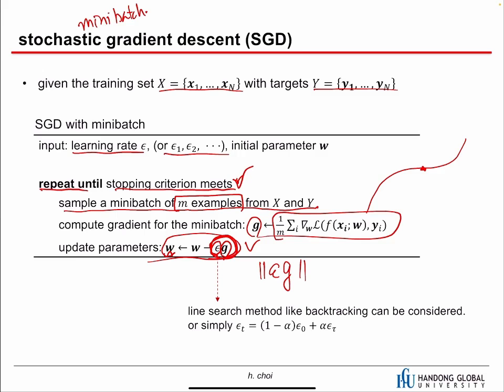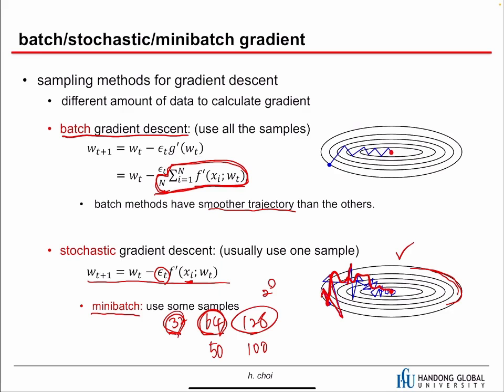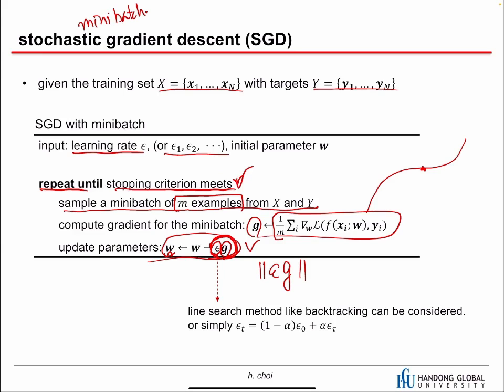The next topic is epsilon. As I said, we can fix a learn rate epsilon in advance, or we can come up with a rule to change this epsilon. We can also use another algorithm, something like backtracking. We can use a line search method like backtracking to determine the best epsilon. Or simply, we can come up with a rule to change the learn rate.